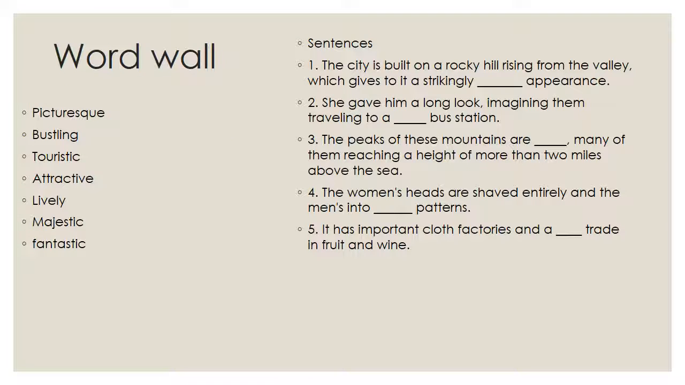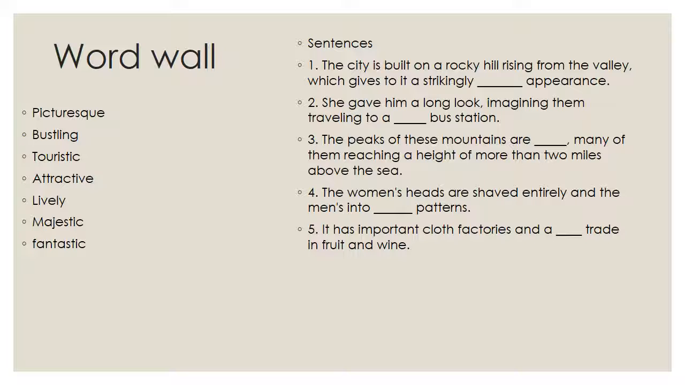After the review of the descriptive words, test if the students can determine the meaning of the descriptive words when used in a sentence. Let the students choose the appropriate word from the word wall to fill up the sentence. The words on the wall are picturesque, bustling, touristic, attractive, lively, majestic, and fantastic. Here are the sentences. 1.